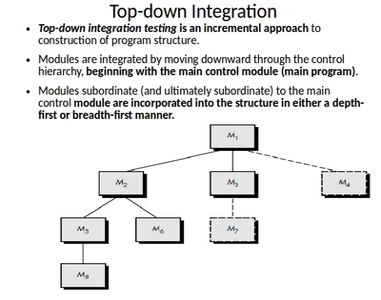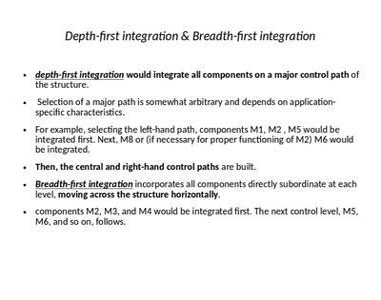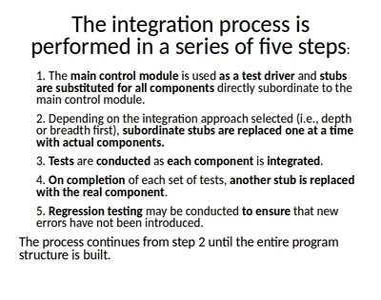Breadth first integration incorporates all components directly subordinate at each level, moving across the structure horizontally. From the figure, components M2, M3, M4 would be integrated first. The next control level, M5, M6, and so on, follows. The integration process is performed in a series of 5 steps.